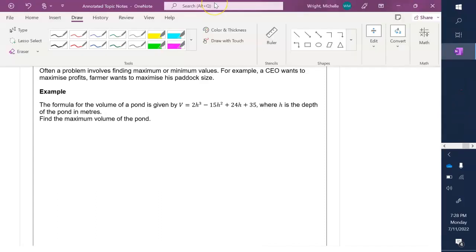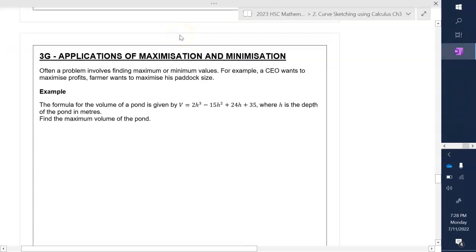Okay, hi Year 12. Today's video is 3G and it's relating to the applications of maximization and minimization. So what this topic is looking at is actually some real world problems that calculus can assist in solving. We don't often get to look at this sort of stuff in high school. Often that's more of our university level thing. These are good problems and they're ones you'd probably always get in your HSC.